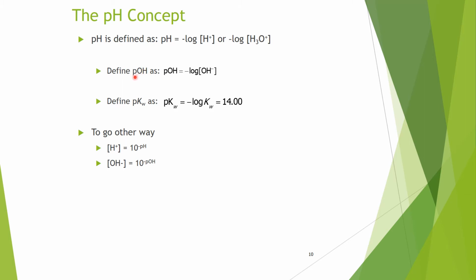Alright, we can also define this thing called pOH, where it's looking at the minus log of OH minus. And you can do the same thing with the pKw, where the minus log of Kw is 14. That's pKw, and that's constant. These guys won't be constant, but this will. So if this goes up, this goes down because of this number here. Now if you want to go the other way, let's say you're given the pH, you can figure out the H plus by raising 10 to the minus pH power, and same thing with the OH.